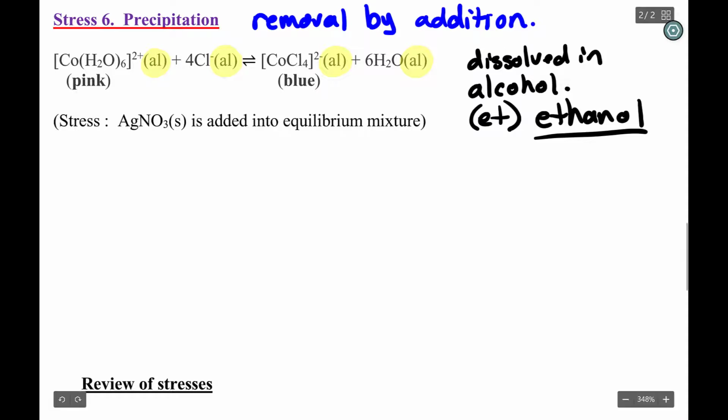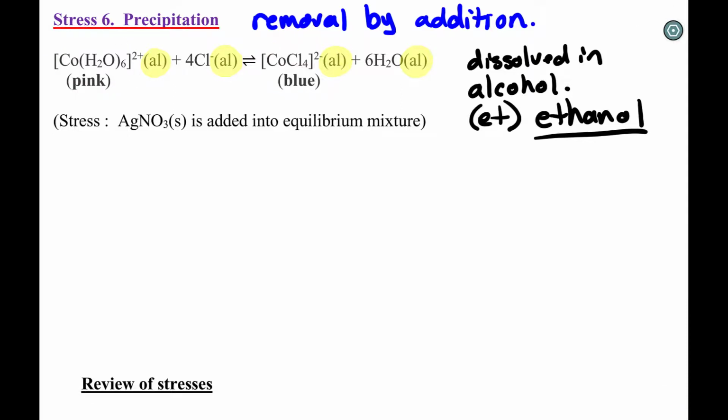If you get a shift towards a side which has a color, you will cause that equilibrium mixture to look more like that color. So for instance, if I add chloride ions, it would cause a shift to the right. It would make what is blue and consume what is pink, causing the solution to look more blue than pink. Conversely, if I added water, that would cause a shift to the left. That would produce more pink and consume more blue, and the solution would turn pink.